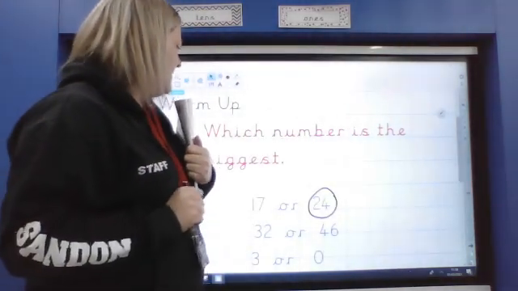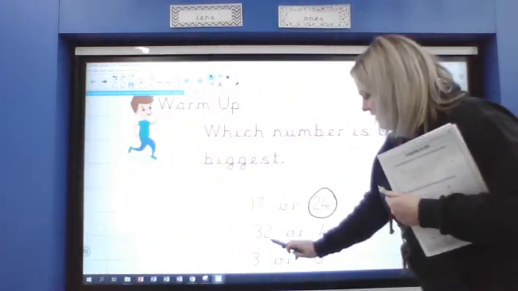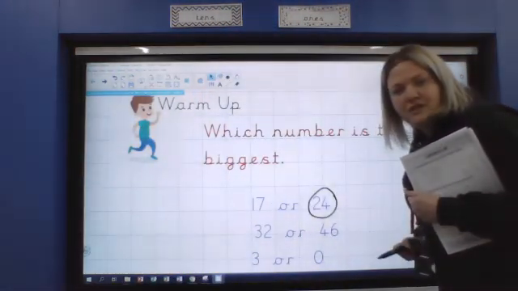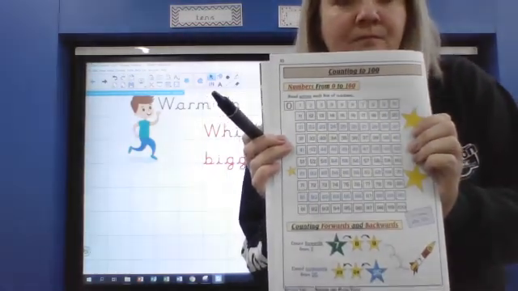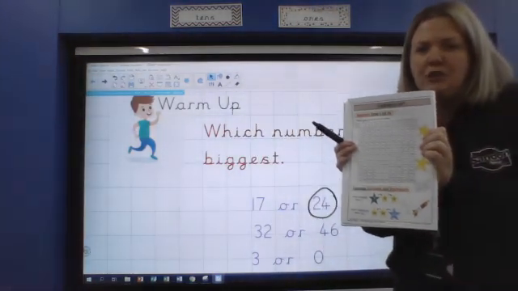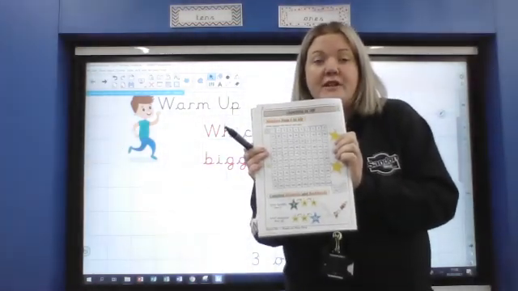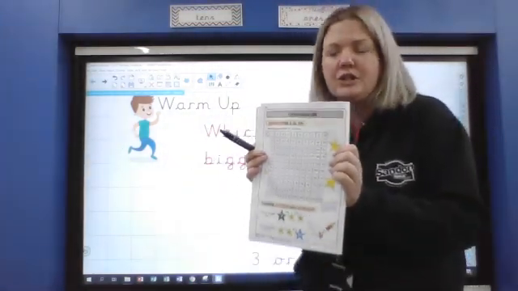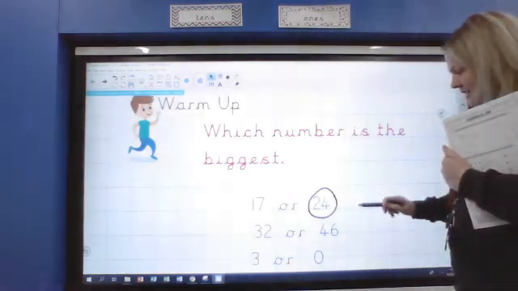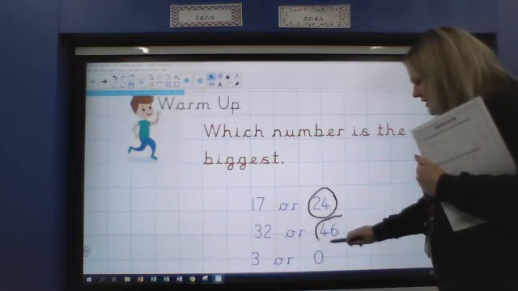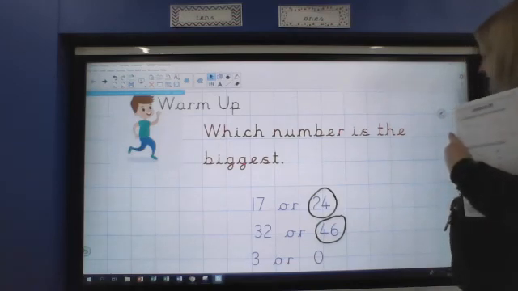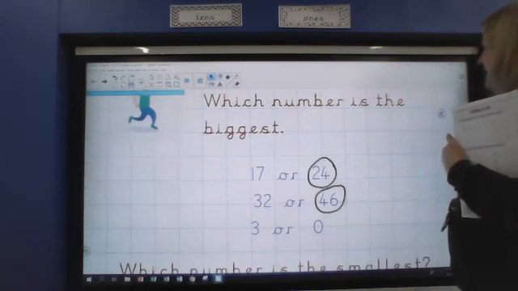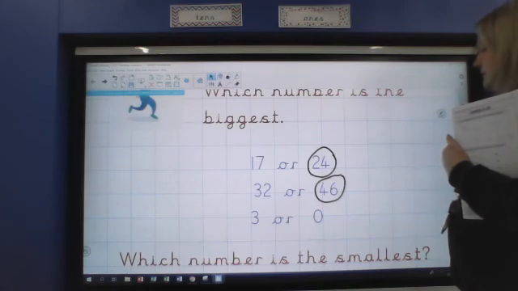Next one. Which number is the biggest? 32 or 46? Use your 100 square to help you. Is 32 bigger than 46 or is 46 bigger than 32? And you should have circled 46 because 46 is a larger number, a bigger number than 32.